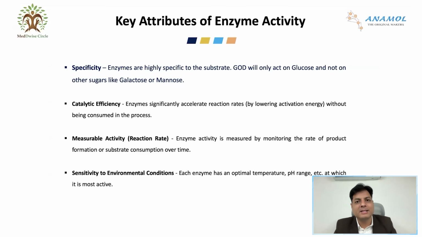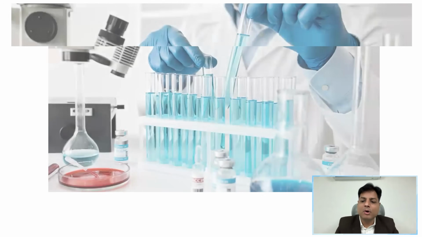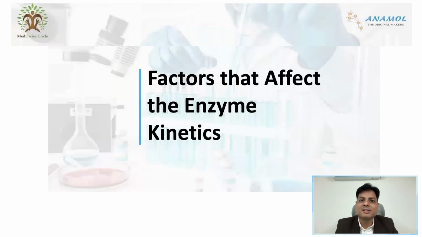We have also seen that enzyme activity can be measured. It can be measured in two ways. Either enzyme activity can be measured by amount of substrate consumed in the reaction per minute or amount of product formed from the reaction per minute. We have also seen that enzyme activity depends on certain environmental factors. Let's try to understand what are the environmental factors that affect the enzyme activity.